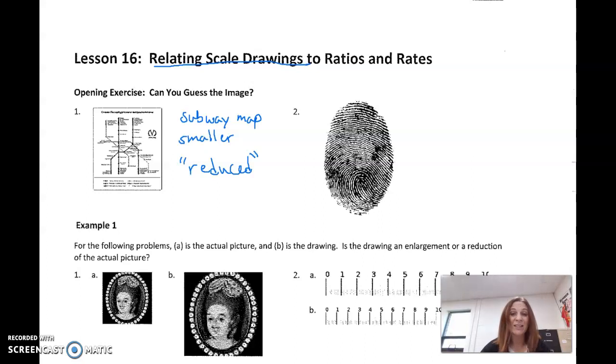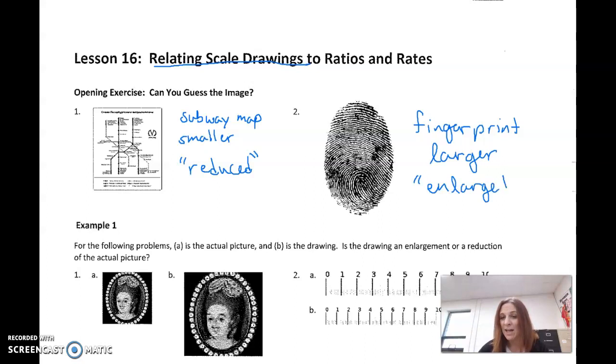Likewise, when we look at this, let's say it's a fingerprint, because it could be any of them. If we've ever had our fingerprints taken, it's a lot larger than what our actual fingerprint is. And so we're going to say this has been enlarged. Today all we're focusing on is understanding that sometimes we take things that are really big and we make them smaller. Any map is always going to be something a lot smaller than what we see in real life.